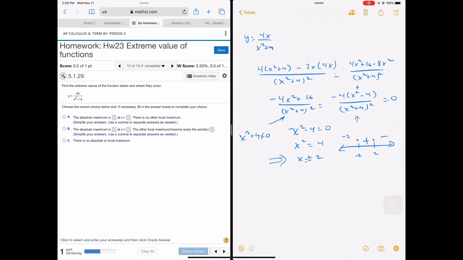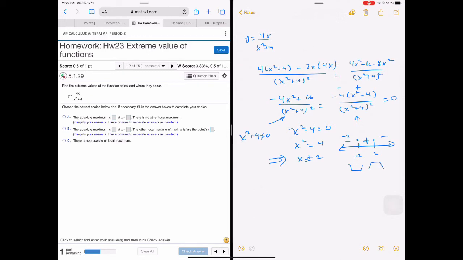This is going to be positive, because when you square it, it's going to be bigger than the 4. So it's going to be positive, negative, and the bottom is still going to be positive. So to look at this, we have a minimum at -2 and a maximum at +2. Let's go and figure out what those values are.